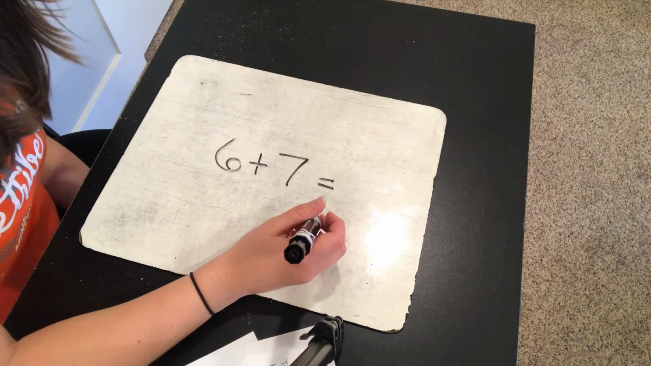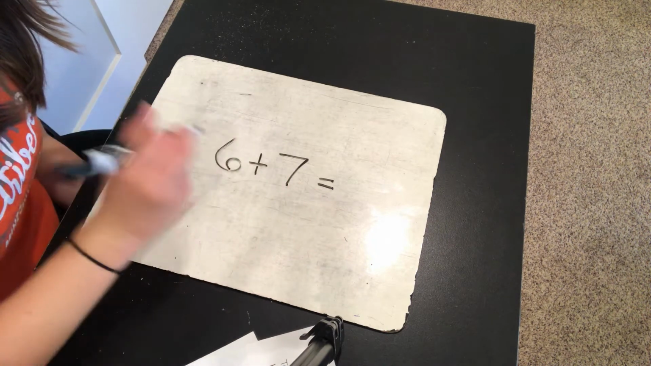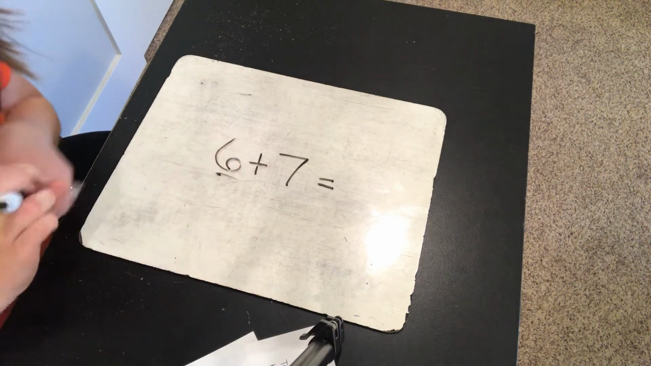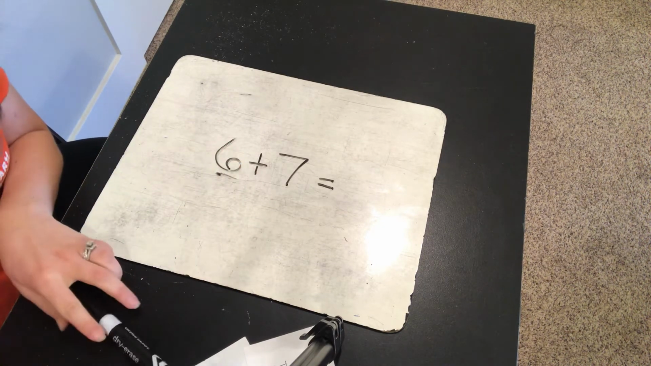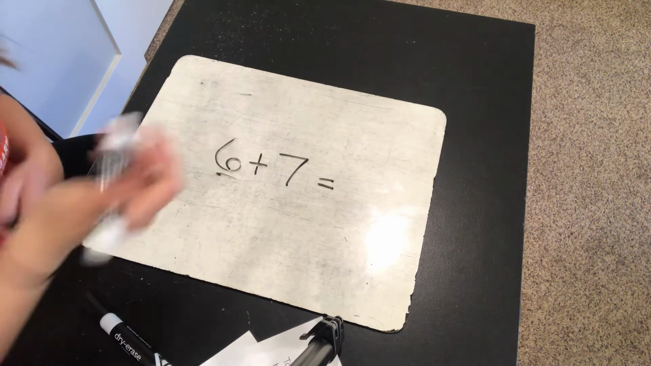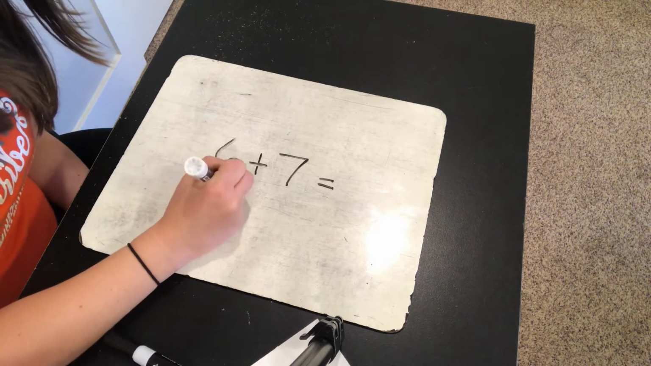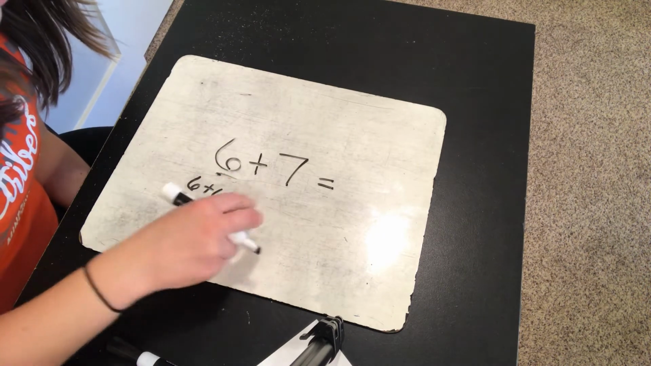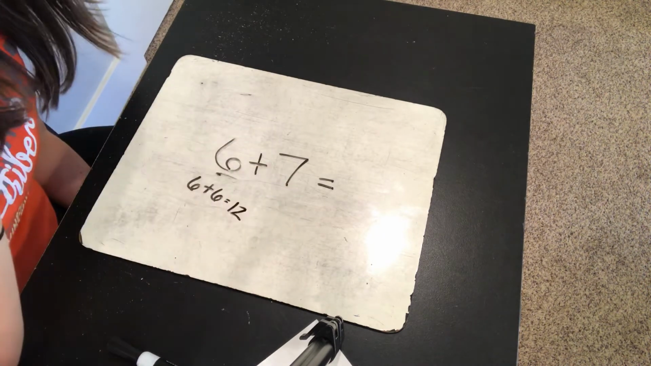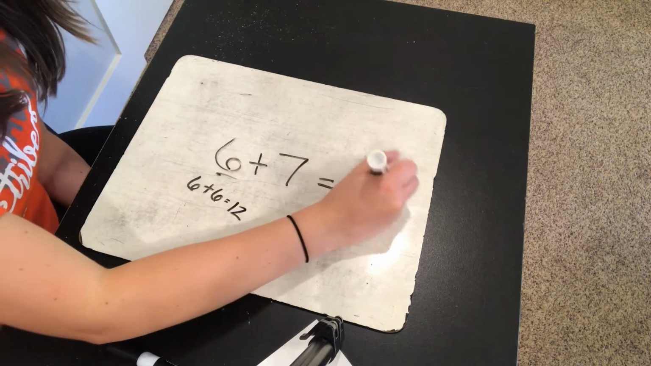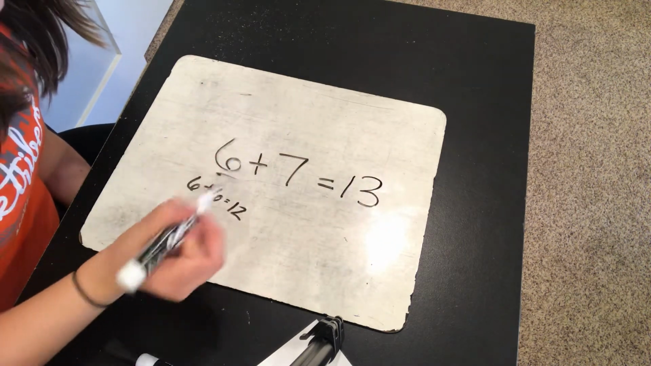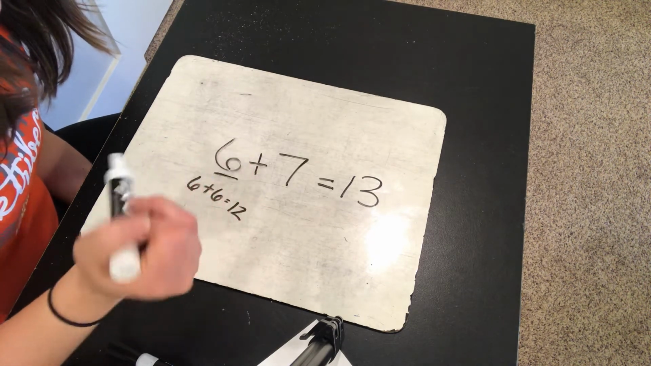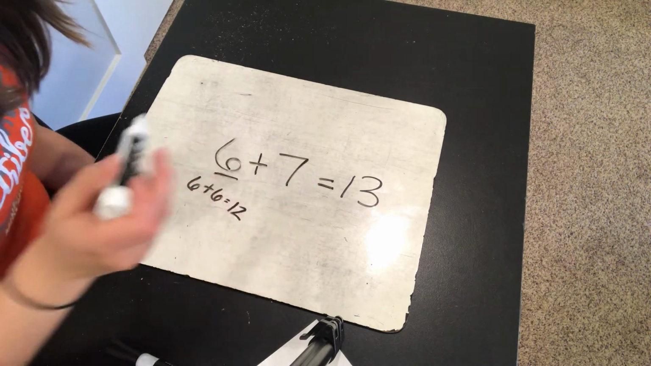So with double plus one, you are going to choose your smallest add-in first, and you're going to double it. So what is 6 plus 6? 6 plus 6 is 12. And then add one more, and that is 13. So that's the double plus one strategy: you take the smaller add-in, double it, and add one more.